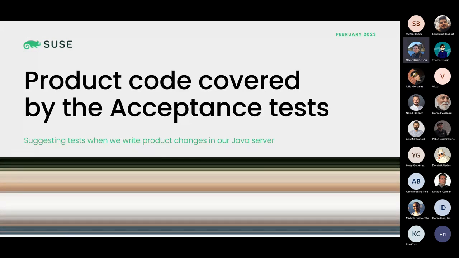Yes. Okay. So during the Hack Week, we continued a project that was the code coverage for the product code from the test suite point of view. So what we are covering in the product code, the Java code, if we run a test suite. But then in this same Hack Week, I decided to extend this to do what I will present today, which is to suggest a test that can trigger your product changes. So when you do a pull request and you do some changes, you want to know which test will cover these changes. So that's the idea.